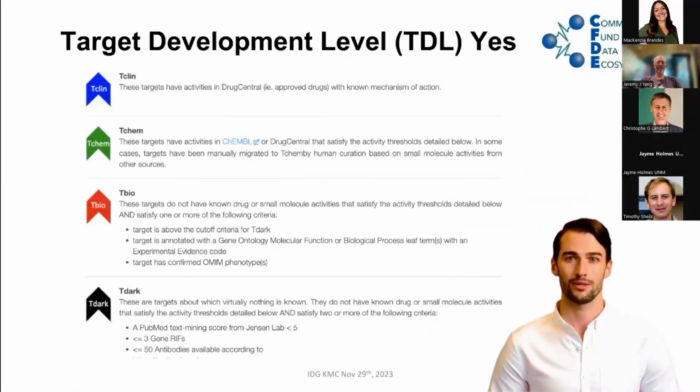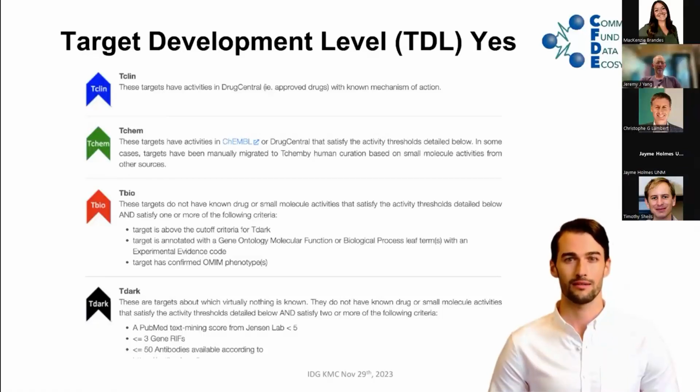Some targets are manually curated based on small molecule activities from various sources. 3. T-Bio. These targets lack known drug or small molecule activities that meet activity thresholds. However, they satisfy one or more of the following. 1. Meet criteria above the T-Dark cutoff. 2. Have gene ontology annotations with experimental evidence. 3. Have confirmed OMIM phenotypes.